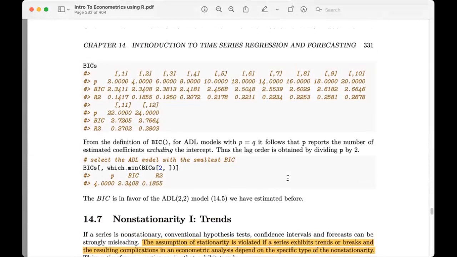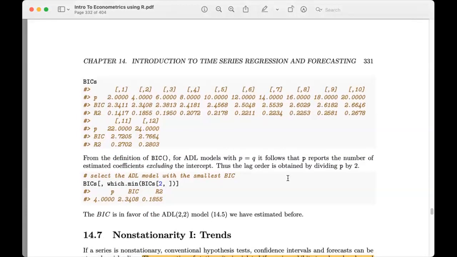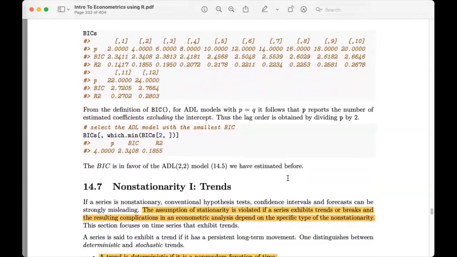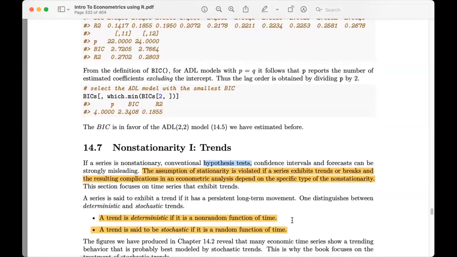So now it gives two main examples of a non-stationary situation: one where there is a trend, and the last example shows the case where there are breaks. If a series is non-stationary, conventional hypothesis tests, confidence intervals and forecasts can be strongly misleading. So if the series we are working with is non-stationary, the results that we might get from a hypothesis test, or even the confidence intervals, might not be reliable. They might not be accurate. There could be some biases in them. The assumption of stationarity is violated if a series exhibits trends or breaks, and the resulting complications in an econometric analysis depend on the specific type of non-stationarity.